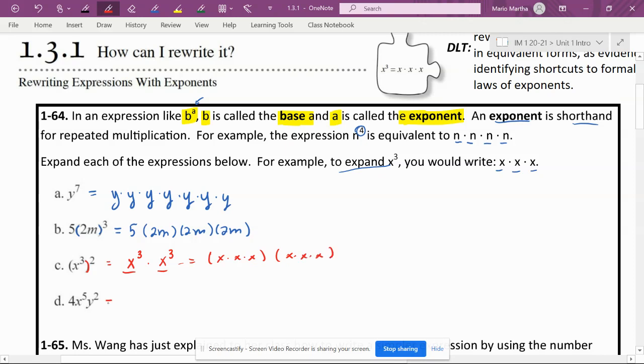Now let's look at D. Again, the 4 is by itself. It doesn't involve an exponent. So this is 4 times x to the fifth times y to the second power. So this is 4 times, and then we're going to have a total of 5 x's. So 1, 2, 3, 4, 5, and a total of 2 y's.